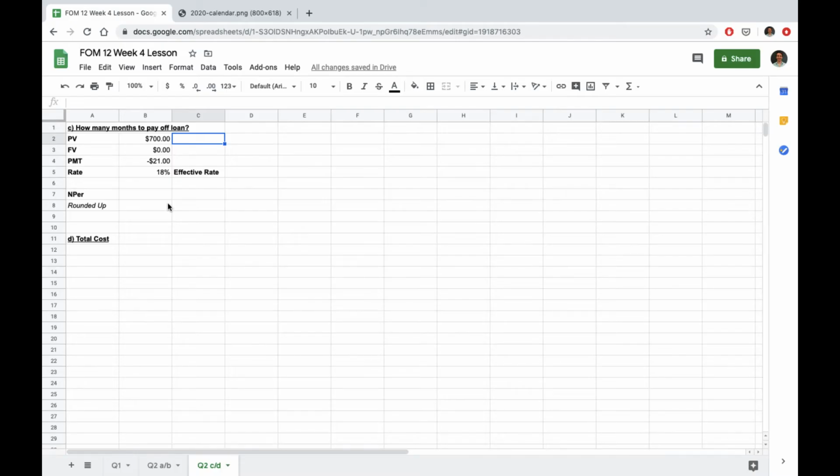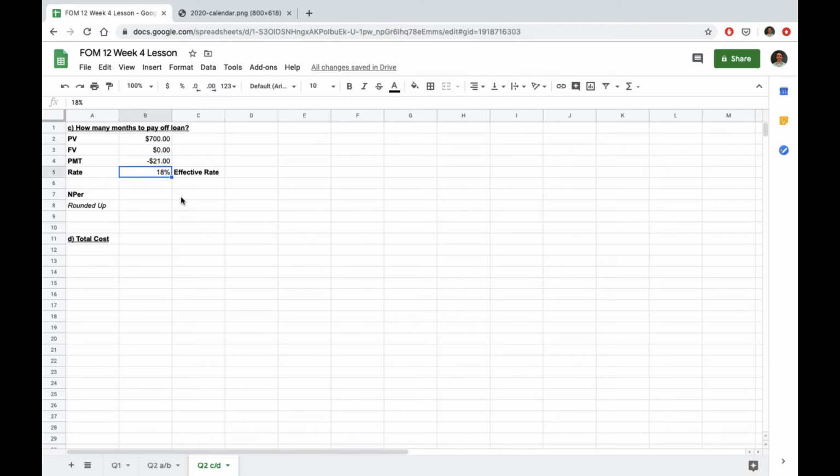So how many months does it take to pay off the loan? We've done questions like this in previous weeks. We know the present value at the very start is going to be $700. That's how much she owes at the very start when her statement gets posted. At the end, she wants to owe $0. And she's going to make payments of $21. If you remember, that was the minimum payment from part A. So really, she's just making the minimum payment every month.